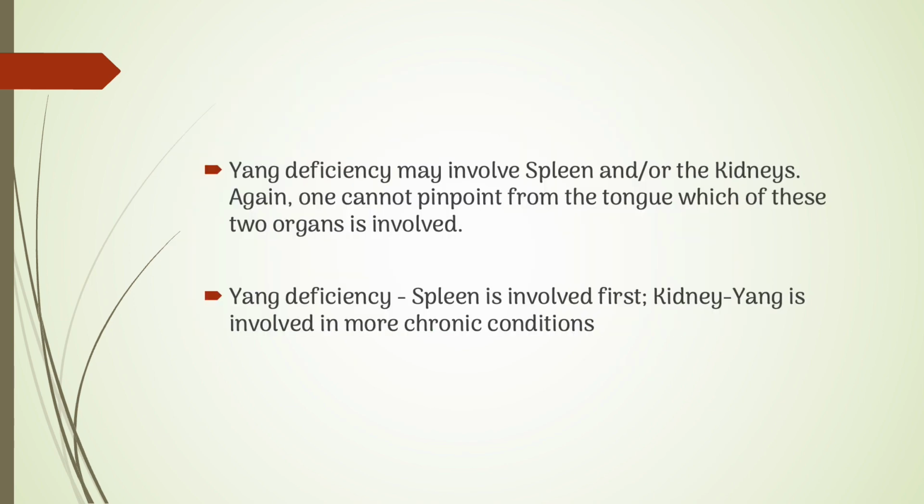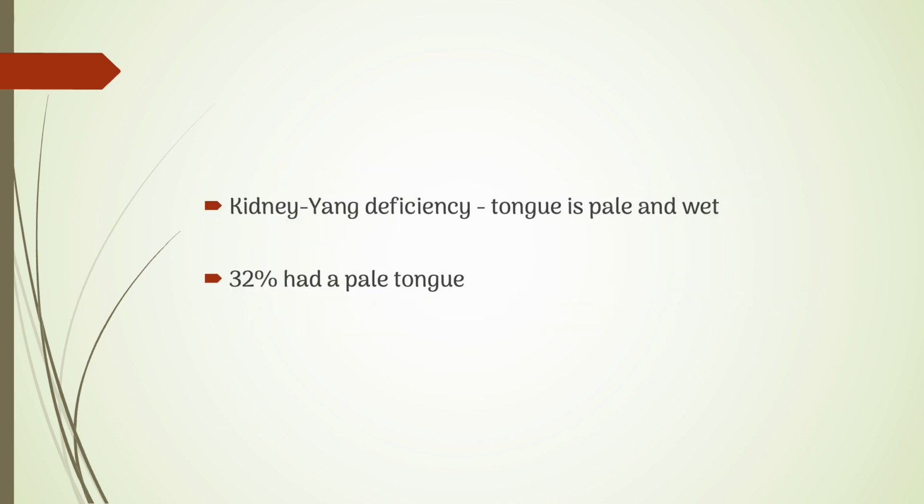Yang deficiency may involve especially the spleen and or kidneys. Again, one cannot pinpoint from the tongue which of these two organs is involved. However, we can say that in yang deficiency, the spleen is usually involved first, and kidney yang is involved in more chronic conditions. Therefore, we can deduce that there is kidney yang deficiency if the tongue is particularly pale. We can also deduce the same if the tongue is particularly wet.